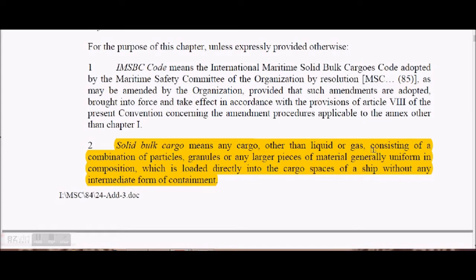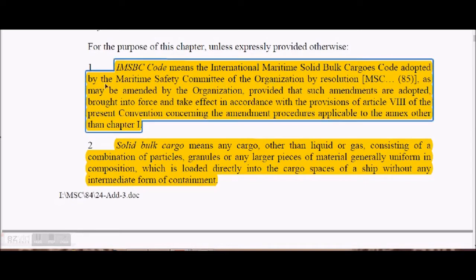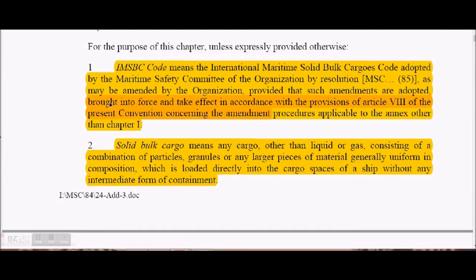Then here is the IMSBC Code. What is the definition of IMSBC? It means the International Maritime Solid Bulk Cargoes Code adopted by MSC 85, as may be amended by the Organization, provided such amendments are adopted, brought into force and take effect in accordance with the provisions of Article 8 of the present convention concerning amendment. So this is Article 8. This is not a SOLAS chapter. This is Article 8, something different from SOLAS. So don't take this as in SOLAS.